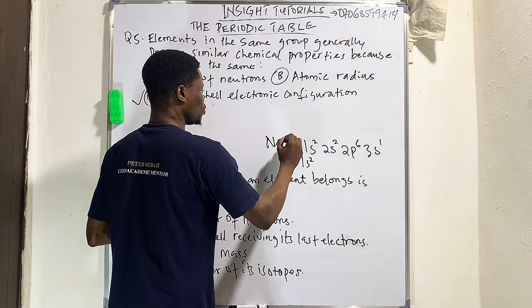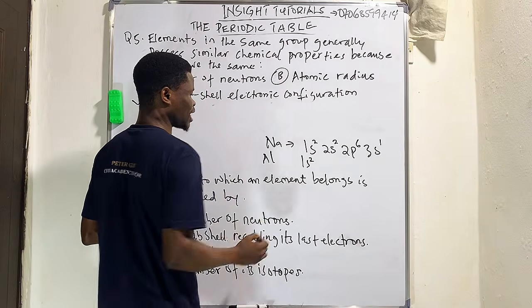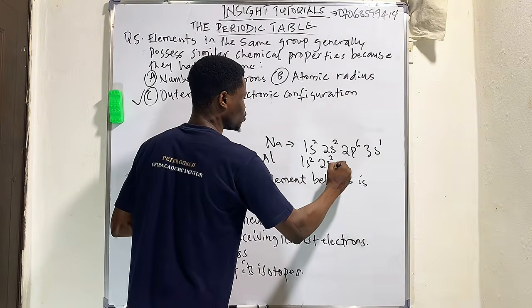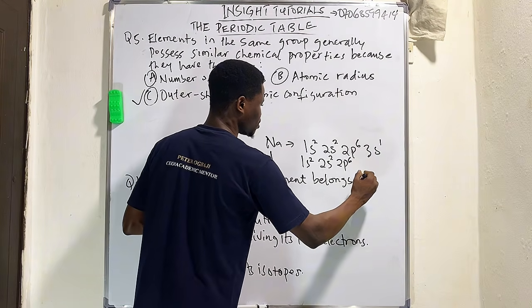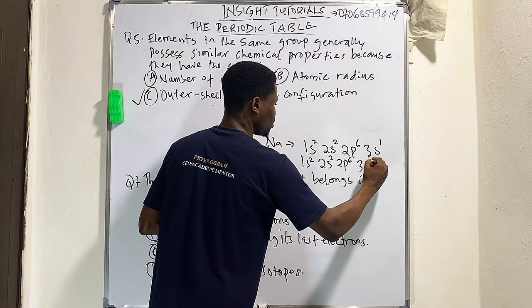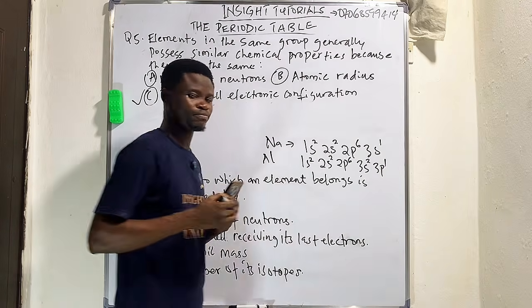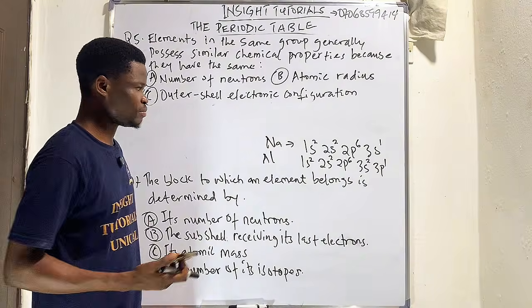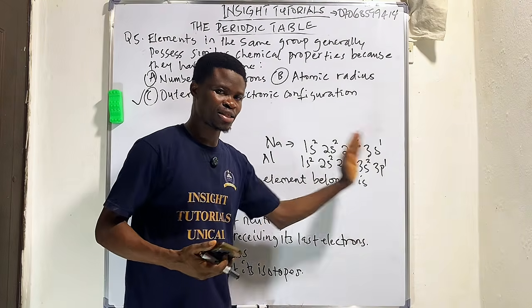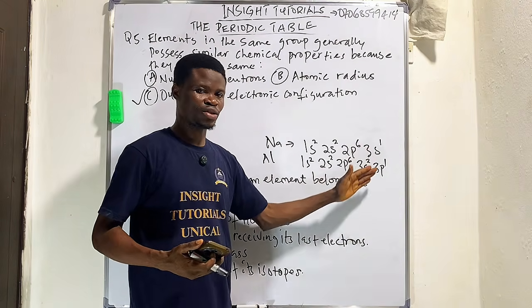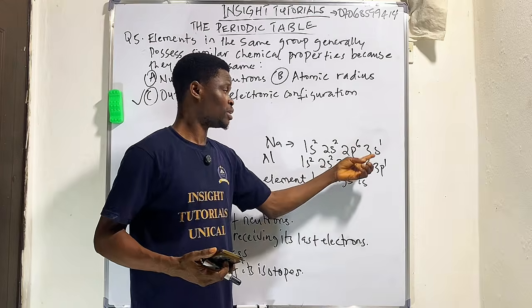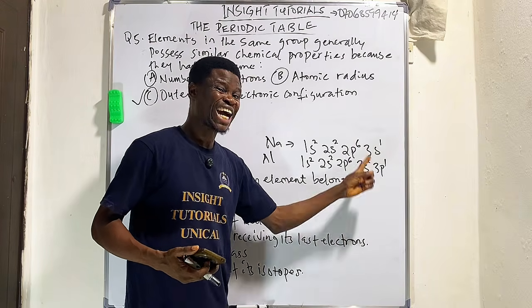So this is a sodium atom, and let's say this is aluminium, and this is 2s2, this is 2p6, this is 3s2, and this is 3p1. Now, what have you noticed? We're talking about the last valence electron, the blocks, the subshell that is carrying the last electron.